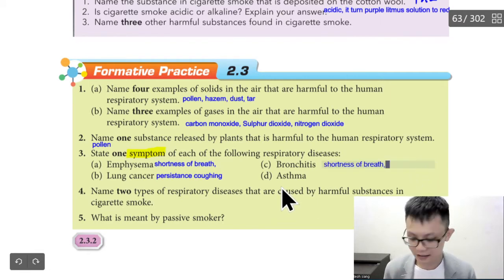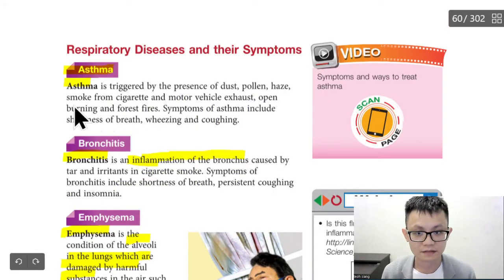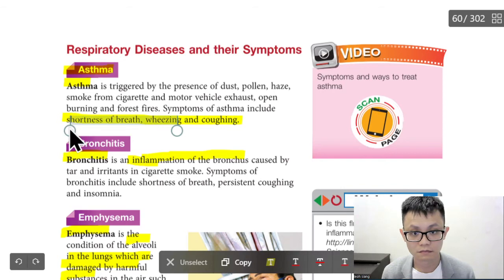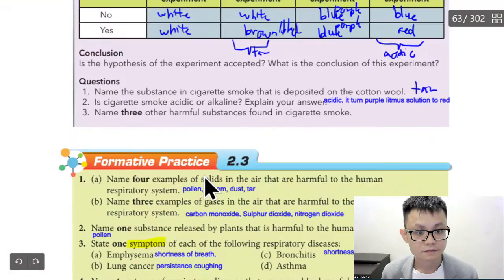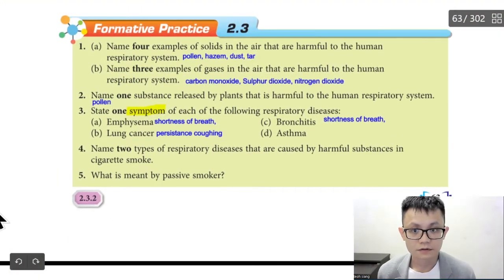And asthma, what is the symptom? Symptoms of asthma include shortness of breath, wheezing, and coughing. So maybe I just copy this down. Shortness of breath, wheezing, and coughing. Let's put it down here.